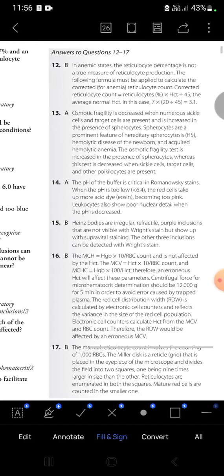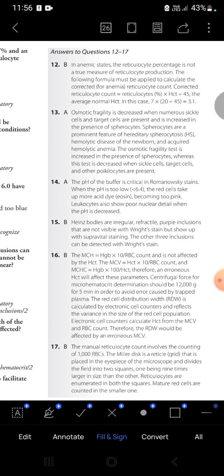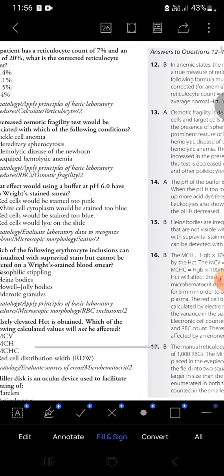The explanation: the pH of a buffer is critical in Romanowsky stains. When the pH is too low, less than 6.4, the red cells take up more acid eosin, becoming too pink. So when the pH is less than 6.4 and the pH here was 6, the cells will absorb more acidic eosin, which will result in too pinkish cells.